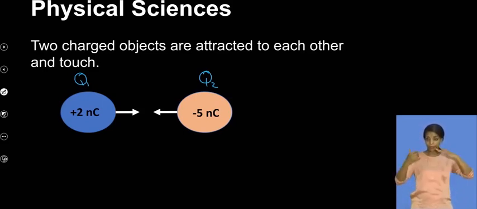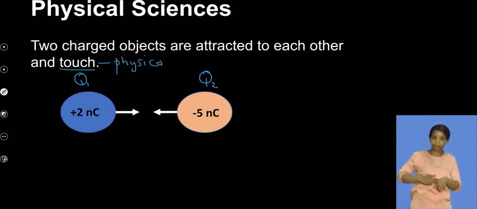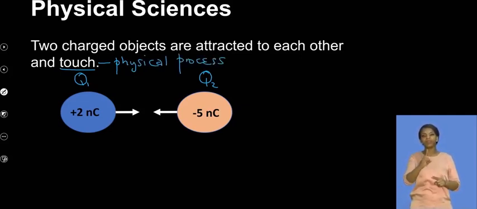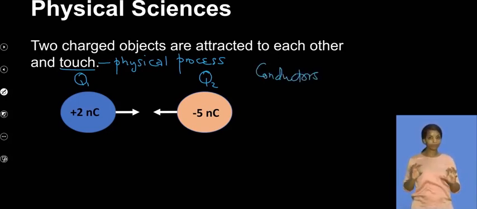Now, if we bring them into contact, what exactly happens? Charge is going to be distributed. So touching is actually an example of what we call a physical process. They come into contact with each other, and as long as these two materials are conductors, which, remember from physical properties, are materials that allow charge to move or be transferred between them. So this one is +2 nanocoulombs, and this other one is -5 nanocoulombs.